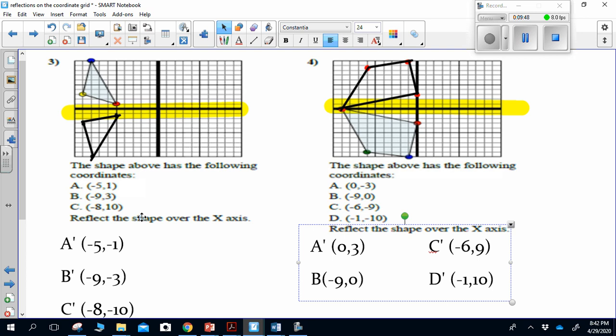So these are the answers. And you can see better now that I've used the better drawing tool that these are reflections over those lines. So go ahead and copy this down, and then go ahead and do a worksheet that looks very much like this worksheet.